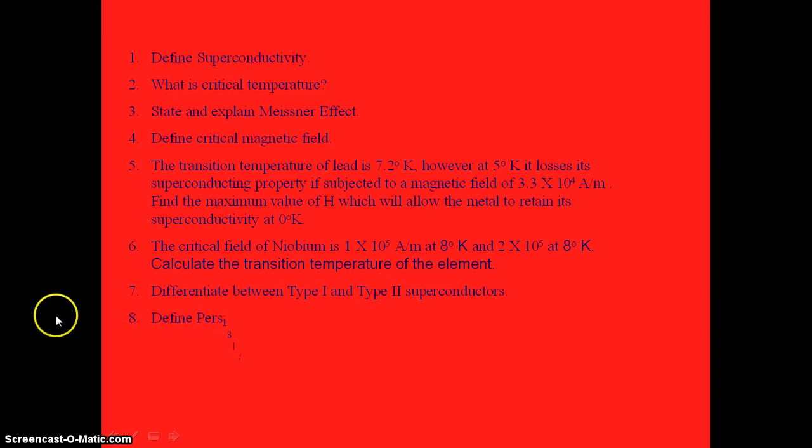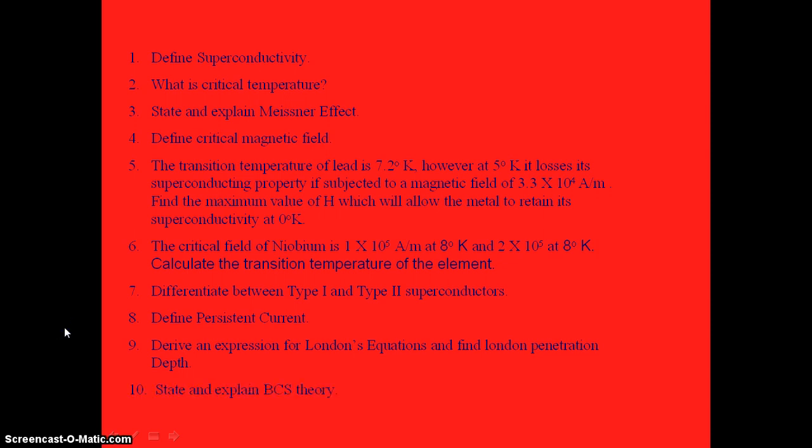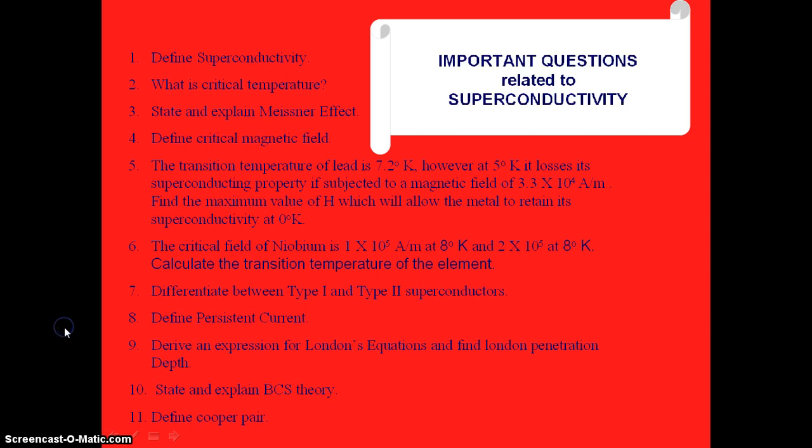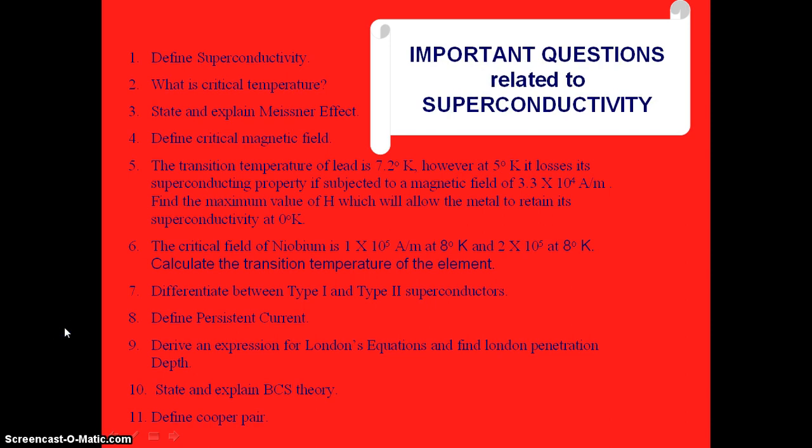Next question is define persistent current. It may be of 2 marks. Next is derive an expression for London's equation and find London penetration depth. It may be of 7 marks or 8 marks, right? Next question is state and explain BCS theory. It may be of 4 marks, right? Next question is define Cooper pair. It is of 2 marks, right? These are some of the important questions in chapter superconductivity, right?